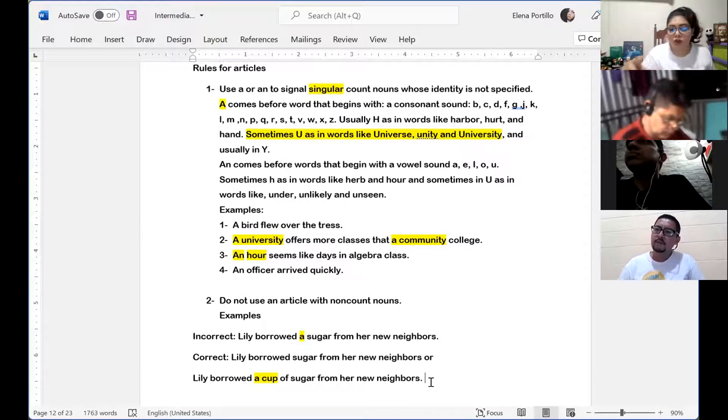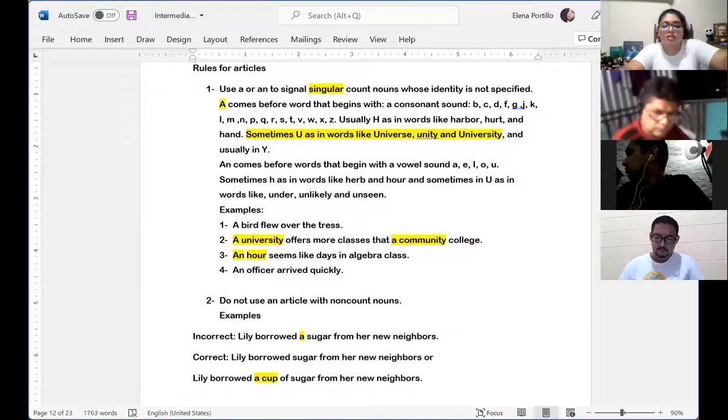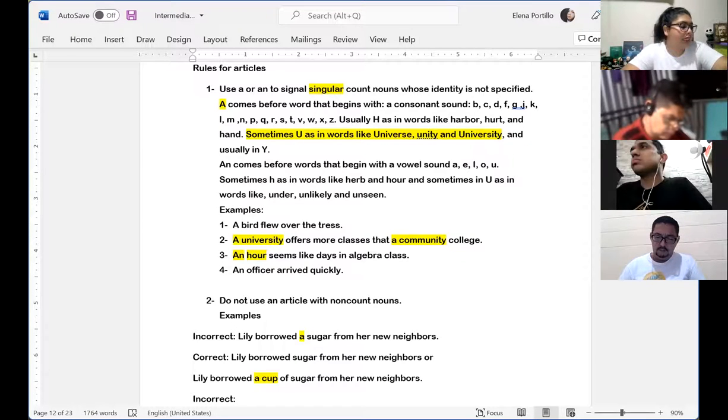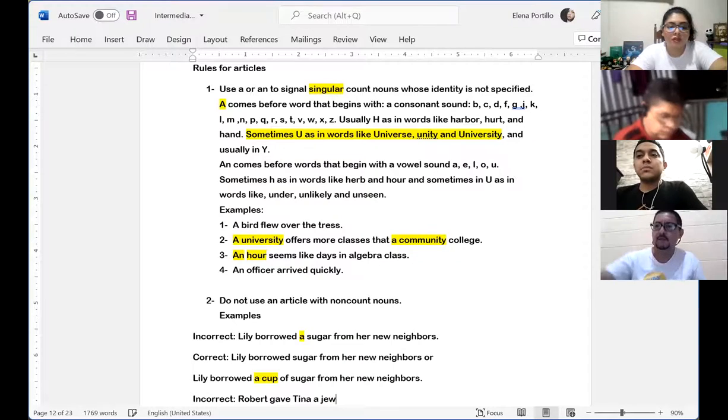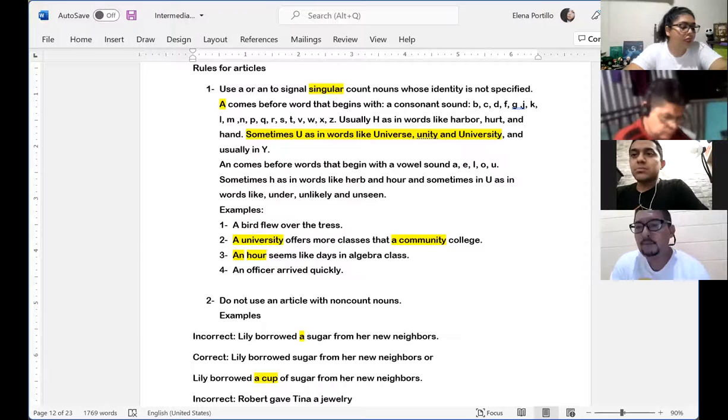Then we have another example that is incorrect. And it says, Robert gave Tina a cheerfully for their anniversary.